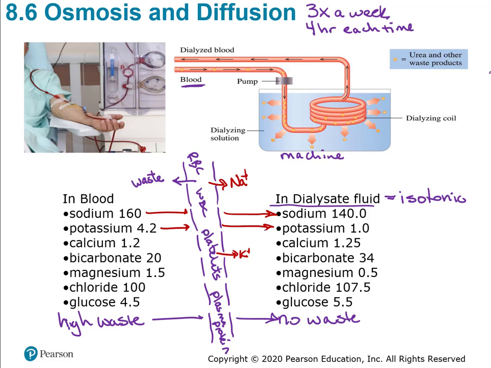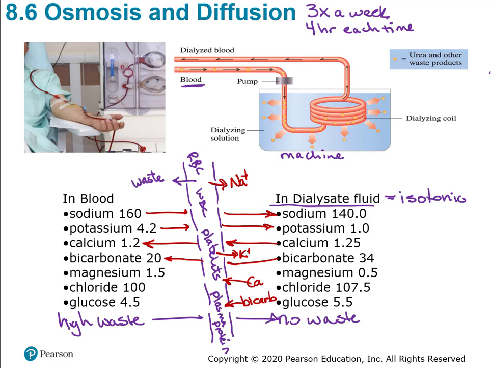Do you see that the calcium's 125 in the dialysis fluid and only 1.2 in the blood? So calcium would actually go this direction. So some calcium would move in. Bicarb? In. See how the bicarb's 34? So it's going to move this way. So I would have bicarb move this way.